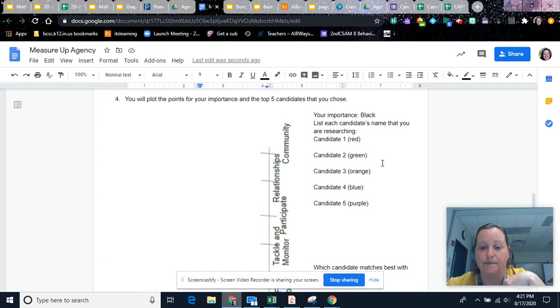You will write their names out, and then you're going to go through and plot their agency on the graph as well. So then when we look at this, we're going to see 6 different graphs in 6 different colors, okay?